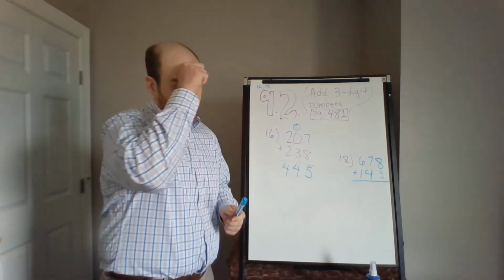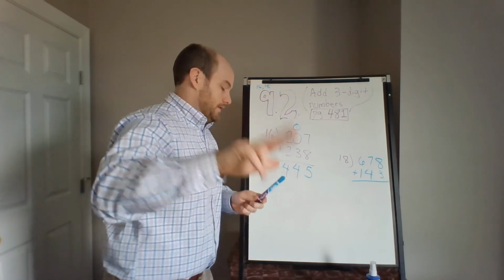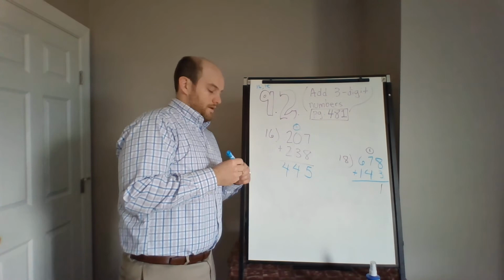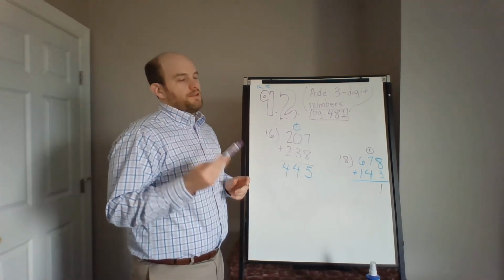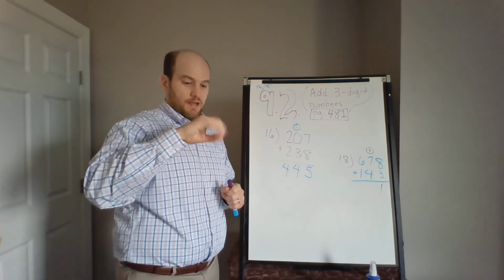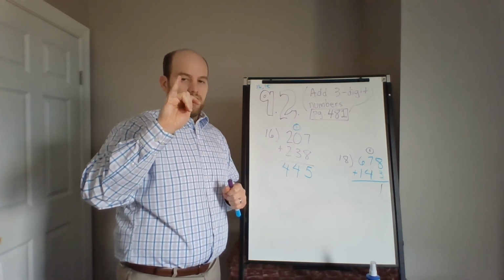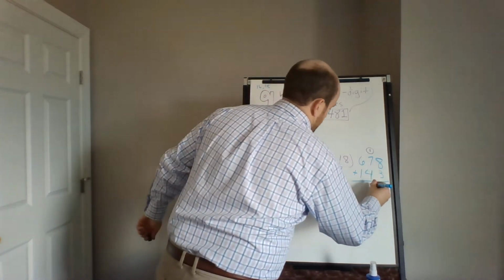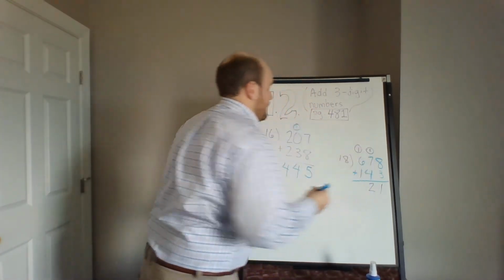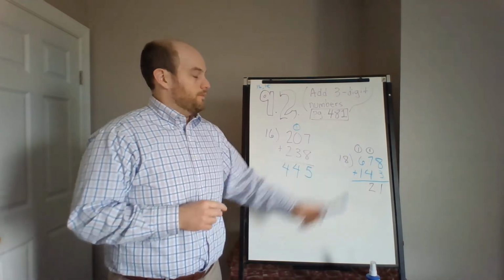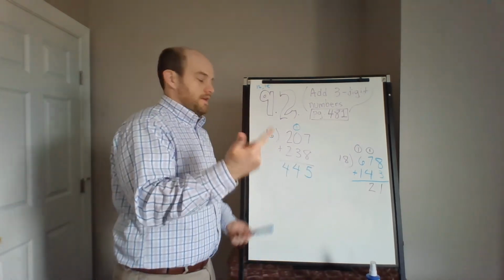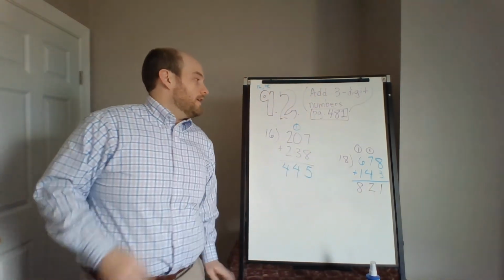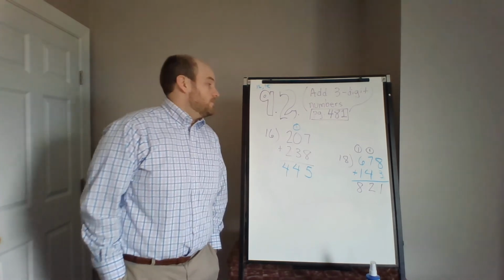8 plus 3, 8, 9, 10, 11. 1. 1 plus 7 plus 4, or 7 plus 4 plus 1. So 7, 8, 9, 10, 11. Plus the 1 is 12. 1. 6 plus 1 plus 1. 6, 7, 8. So those are your final two answers for this math sheet.